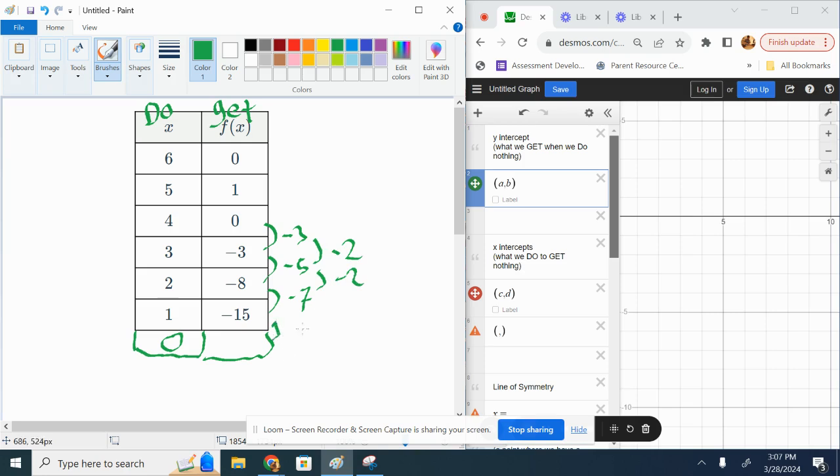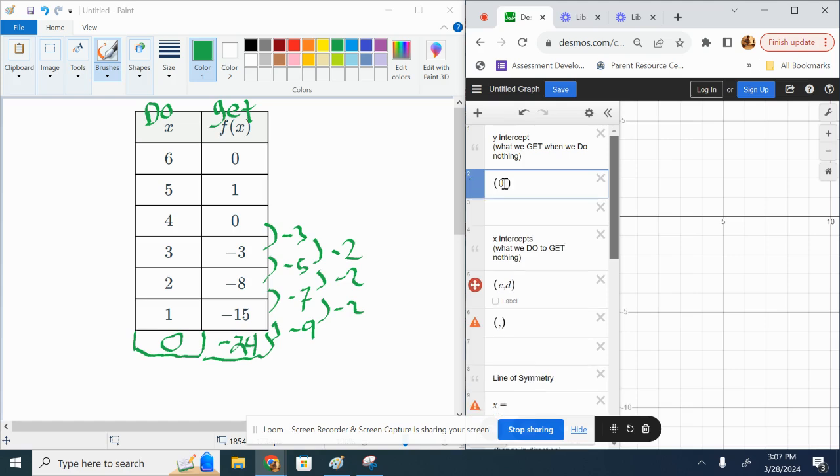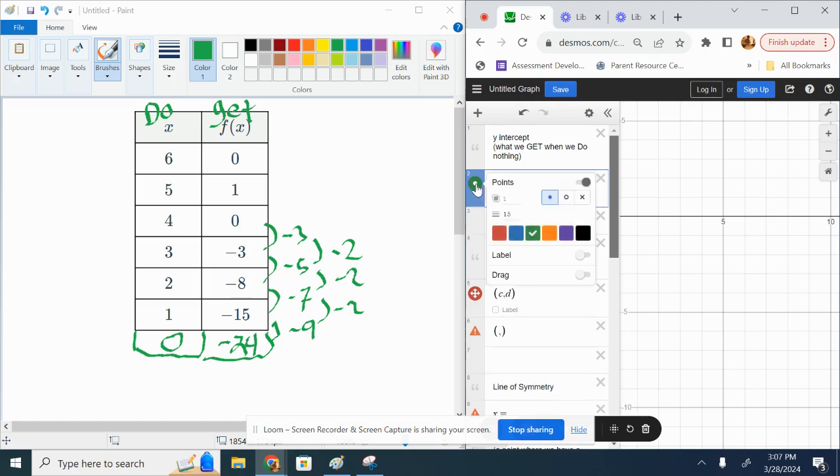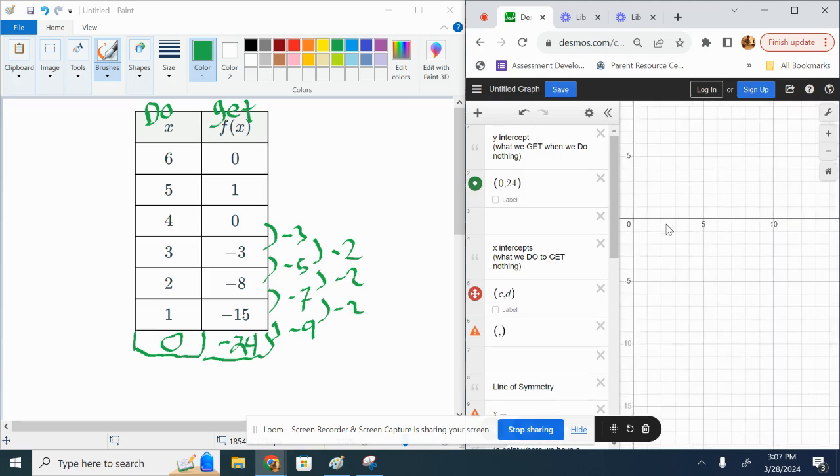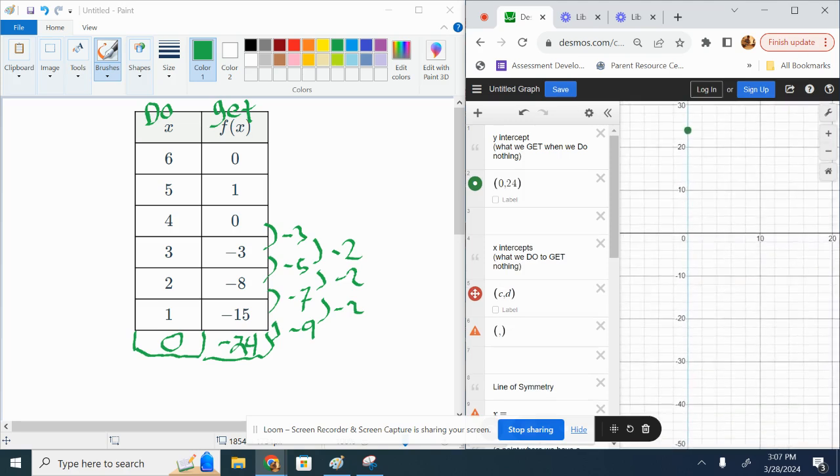So that means that if I follow that pattern, I should go lower by 9, because negative 9 is 2 less than negative 7. And that would lead us to have a y-intercept of (0, -24). That means I do 0 and I get -24. I need to make sure I put that negative in there.